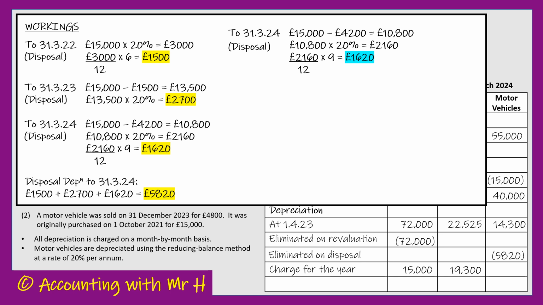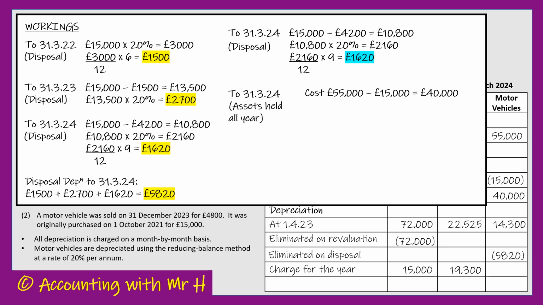Then I just need to work out the depreciation on the vehicles they've owned all year long. And you can just see it on my screen where we have the cost section. We know that the motor vehicles at the start, the cost was 55,000. We know that they disposed of this one that cost 15,000. So the remaining cost of the other vehicles then is £40,000. So my first working is going to be just that. So I know that the vehicles they've owned all year long, in other words, all of the vehicles apart from the one they disposed of, had a cost of 40,000.